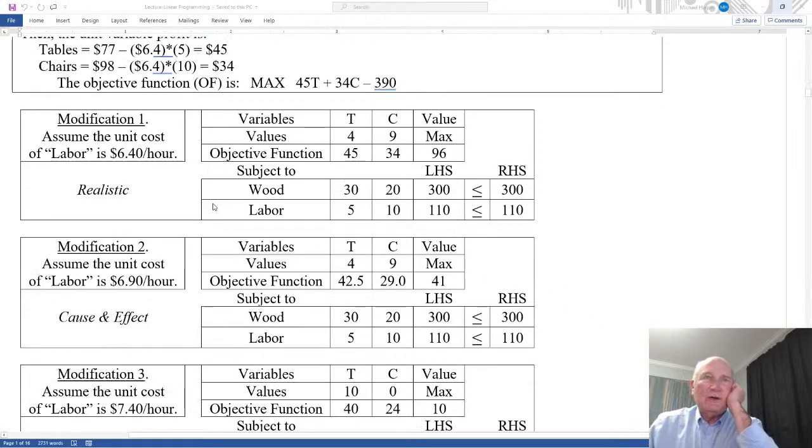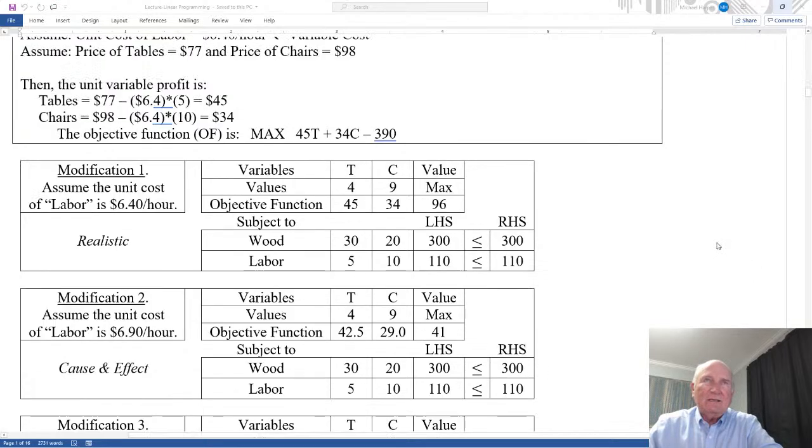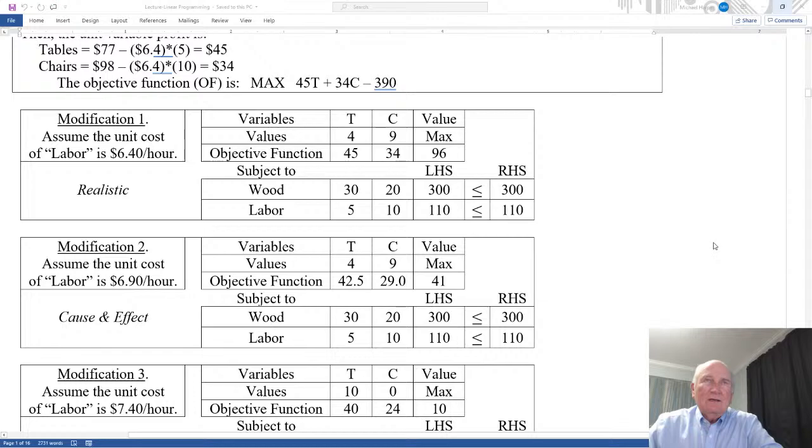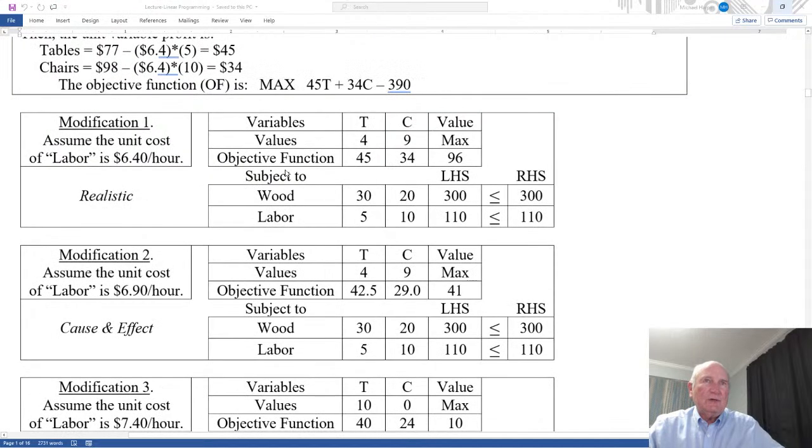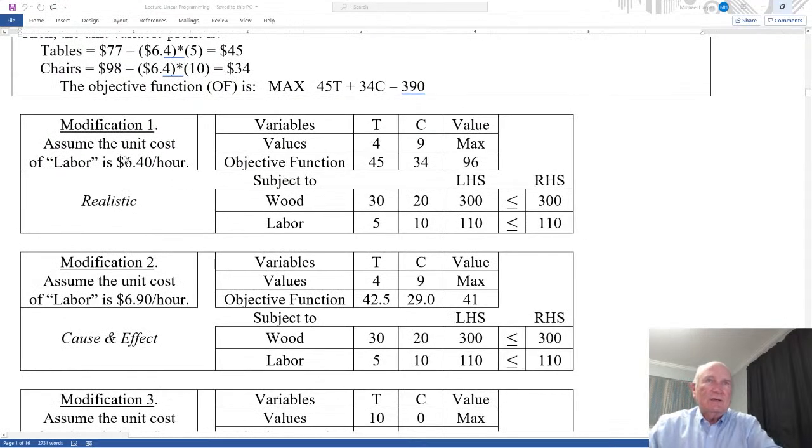Okay, going on. That was the realistic case. Going to modification number 2. It's kind of unfortunate that we had that interruption. Okay, where were we? Oh yeah, modification number 2. I want to increase the cost by 50 cents an hour.